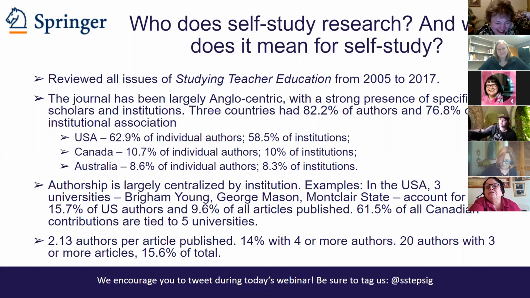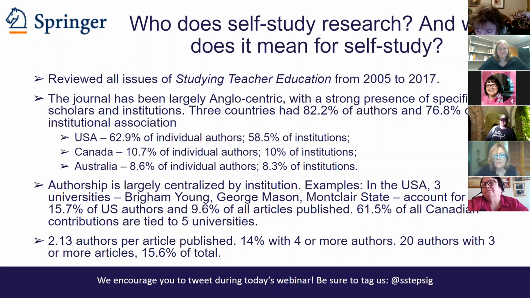So positives in terms of who does self-study research that was publishing in self-study teacher education: it is truly a collaborative field. Self-study is inherently collaborative. We found a little over 2 authors per article published. And since 2009, that number has ticked up because articles were increasingly having 3, 4, 5 authors on a piece. So 14% of pieces published in the journal are 4 or more authors, and most of those have happened since 2009.